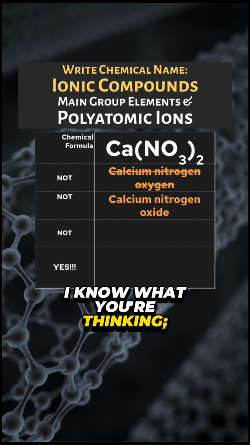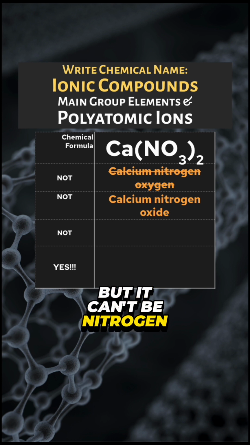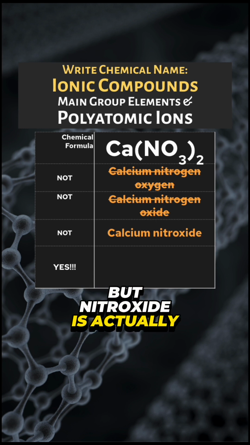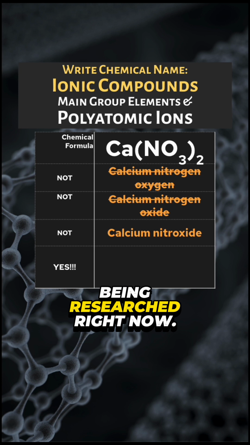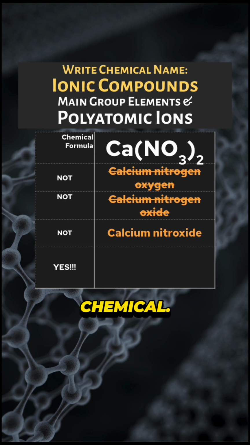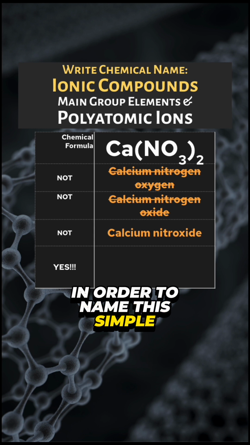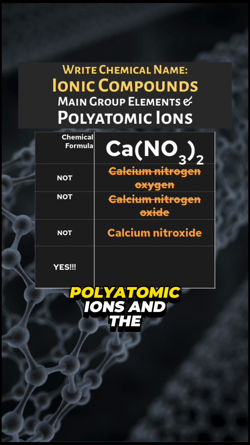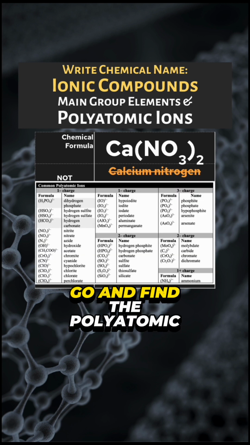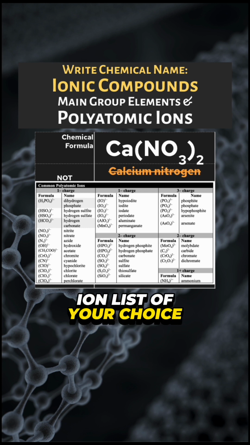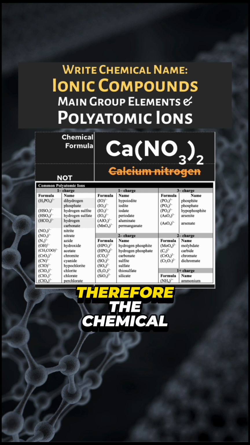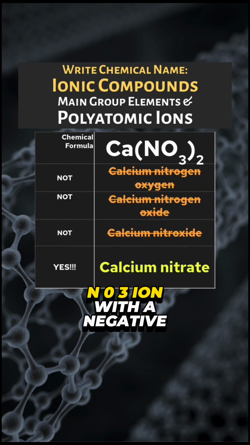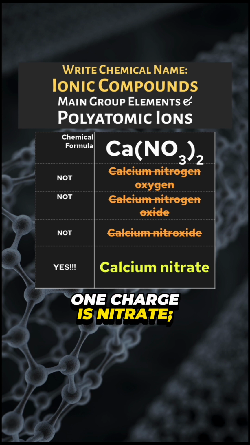Okay, I know what you're thinking. It has to end in -ide, but it can't be nitrogen and oxide, so it must be calcium nitroxide. I'm sorry to disappoint you, but nitroxide is actually an anti-cancer agent that's being researched right now, so it is definitely not this chemical. So as stated earlier, in order to name this simple ionic compound with polyatomic ions, you need to know the names of the polyatomic ions and the elements. Humble yourself. Go and find the polyatomic ion list of your choice and actually read the list and put the correct answer. Therefore, the chemical name for this chemical formula is calcium nitrate. The NO3 ion with a -1 charge is nitrate, calcium nitrate.